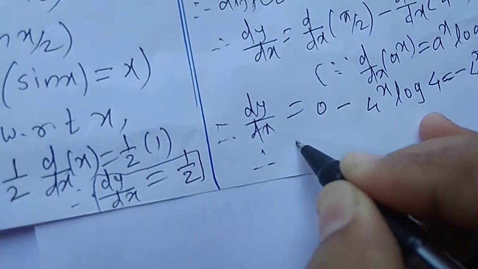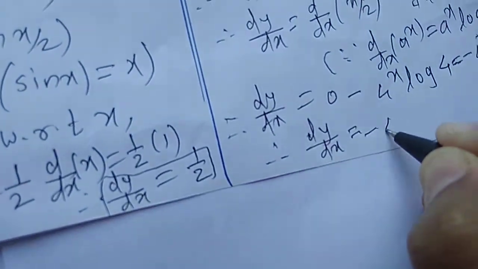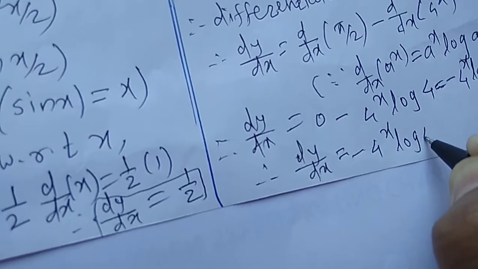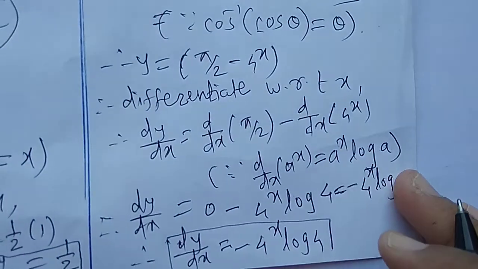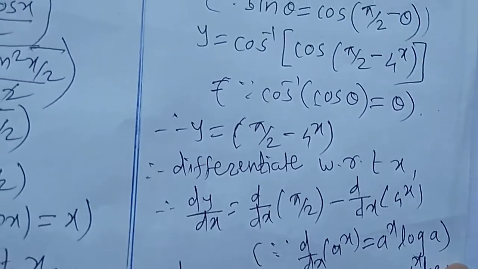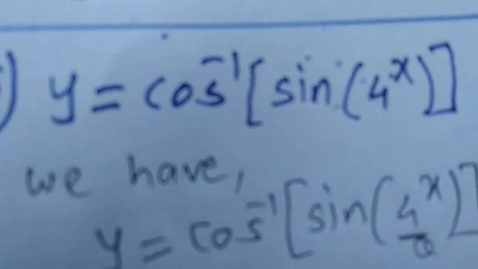And therefore we got the derivative dy by dx is equal to minus 4 raised to x log of 4, which is the derivative of the given function y is equal to cos inverse of sine (4 raised to x), where 4 is constant.